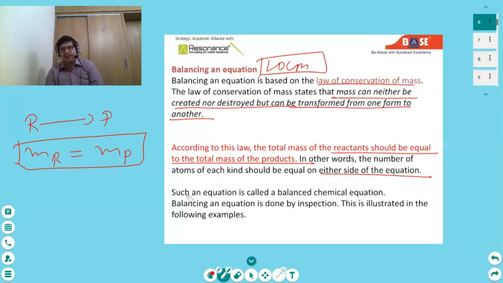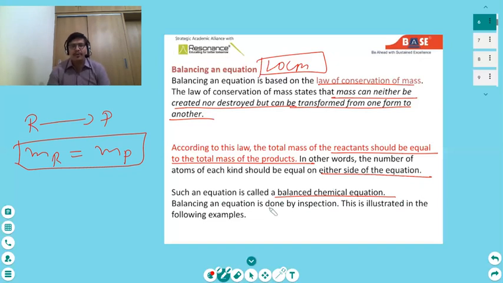Just have patience. Such an equation is called a balanced chemical equation. Balanced means the number of atoms are balanced, or the number of ions, whatever you have. Ions, you leave it now. Number of atoms are balanced. Chemical equation means you use some formulas, which I have explained in the first part of this session.